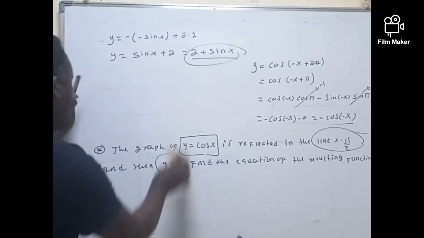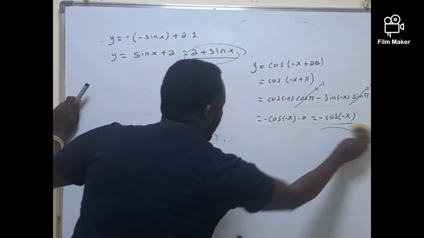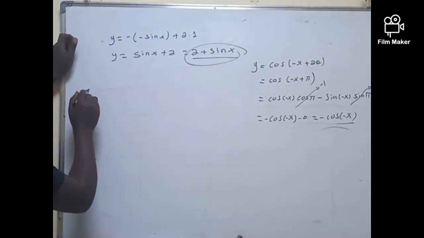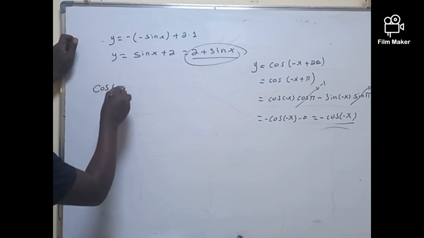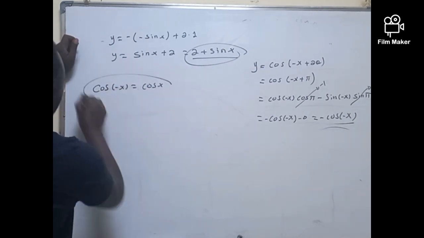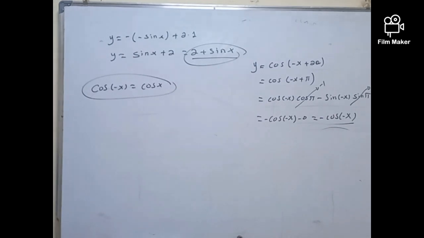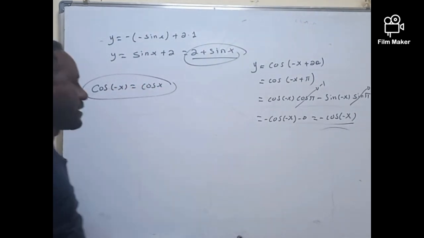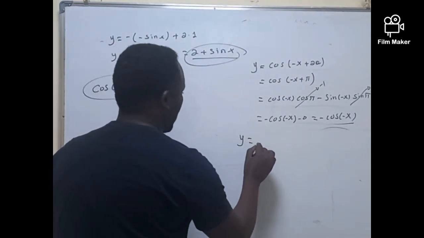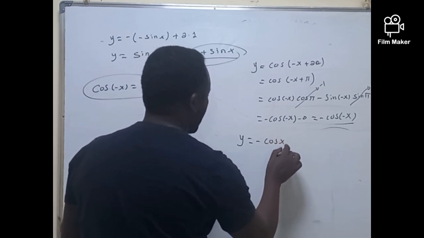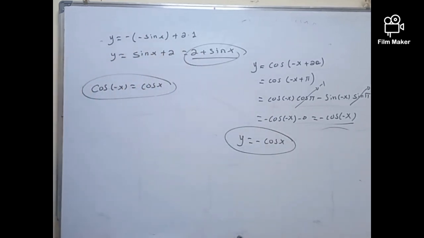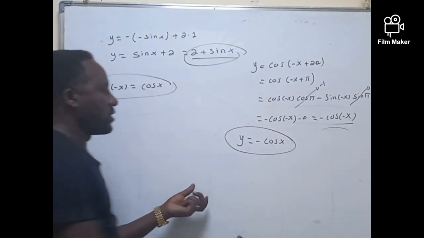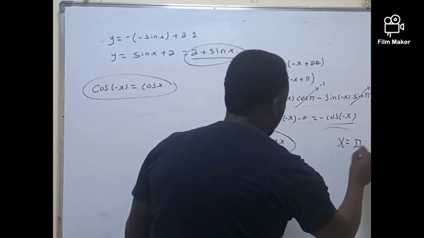What will be this in general? You have to know that cosine of minus x is going to be cos x, because the cos function is an even function. So since the cosine function is an even function, cosine of minus x and cos x are the same, and hence y is going to be negative cosine of x. So this is the image of cos x when we have been reflecting this about x is equal to pi over 2.